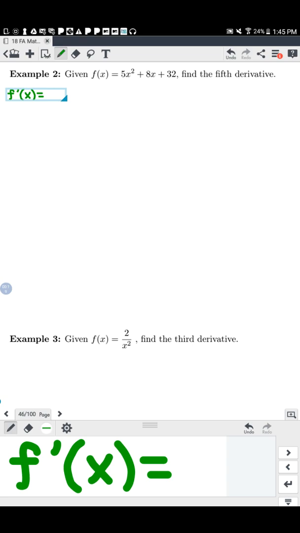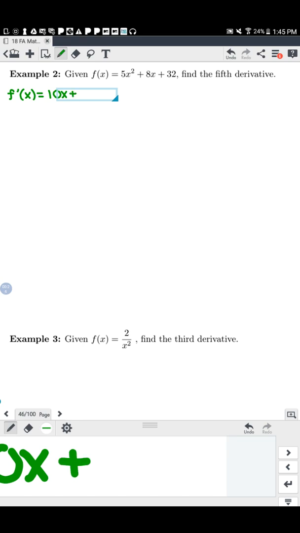So I'm going to bring down my power. 2 times 5 is going to be 10, x to the first, plus the derivative of 8x is just 8, and the derivative of 32, that's a constant, so that derivative is 0. So I found my first derivative.